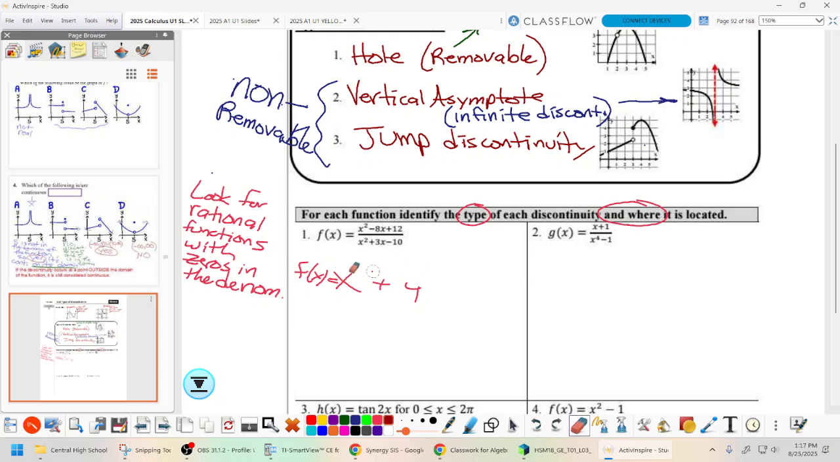So when we have discontinuities, it's because there are mathematical issues in like a denominator or under a square root kind of idea. So anytime you see one of these, what's your first job? Factor, yeah, so let's factor this thing.